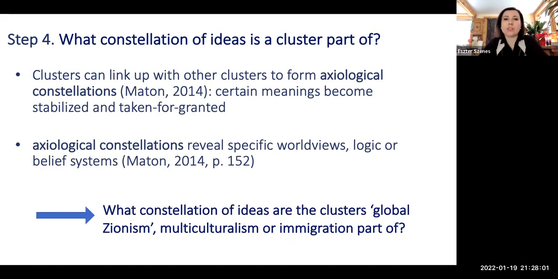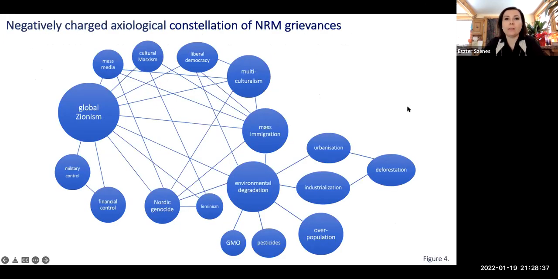The following step is checking what constellation of ideas a cluster is part of. As Carl Mayton said in his book, clusters can link up with other clusters to form axiological constellations. So we can take some certain meanings for granted. And axiological constellations reveal specific worldviews, logic, or belief systems. So in my project, I wanted to see what constellation of ideas the clusters global Zionism, multiculturalism, or immigration are part of. As you can see, there are quite a lot of clusters that realize Nordic resistance movement grievances in their text. Almost all of these can be traced back to global Zionism, which is made responsible for all these problems.